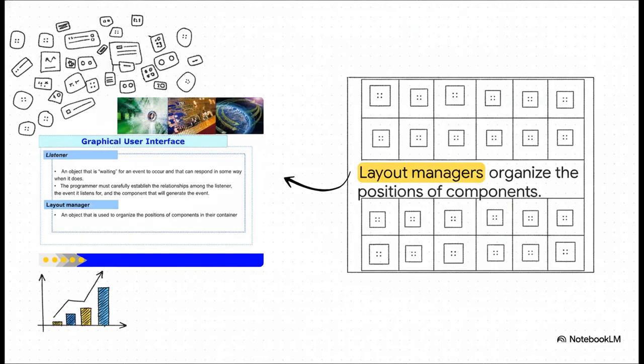But if you just throw a bunch of buttons and text fields into a window, it's going to look like a cluttered mess. And that's where layout managers come in. These are the objects used to automatically arrange and organize the positions of your raw materials into a cohesive, user-friendly floor plan, which is usually done inside subcontainers like JPanels.